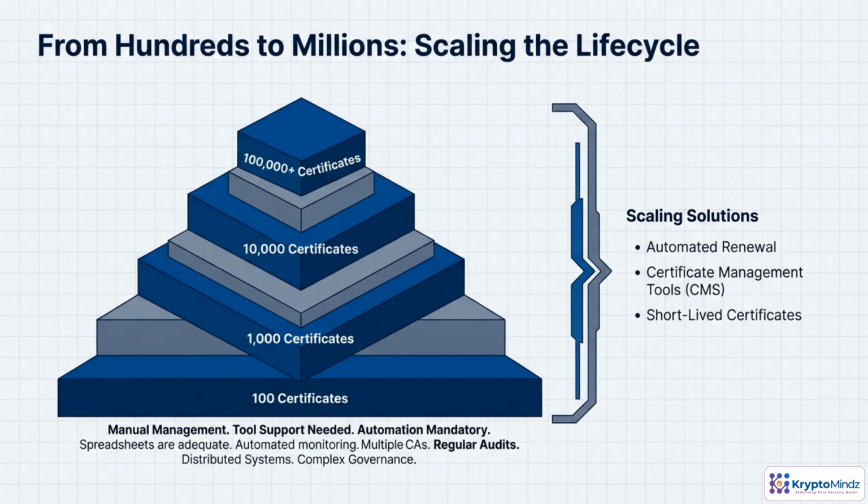At this point, automation stops being a nice-to-have and becomes mandatory. You need automated renewal pipelines that talk directly to your certificate authorities and your infrastructure. You need certificate management platforms that can discover certificates, enforce standards, and give you central visibility across multiple CAs and environments. And increasingly, you reduce risk by using short-lived certificates so that even if a key is compromised, the impact window is very small. The key idea is that PKI at scale is not about doing the same tasks faster. It's about redesigning the lifecycle so that machines do the routine work and humans focus on governance, exceptions, and continuous improvement.